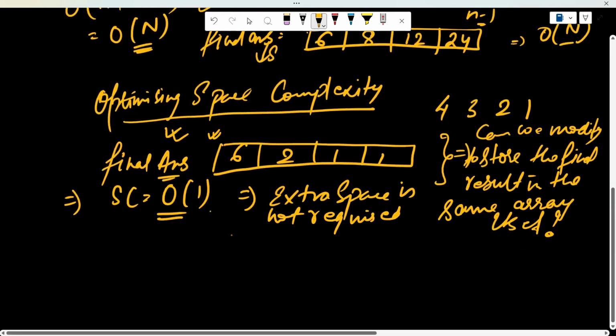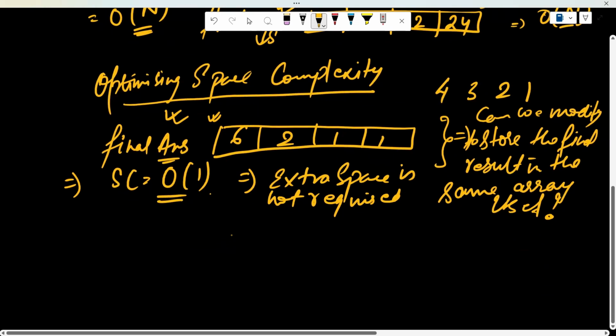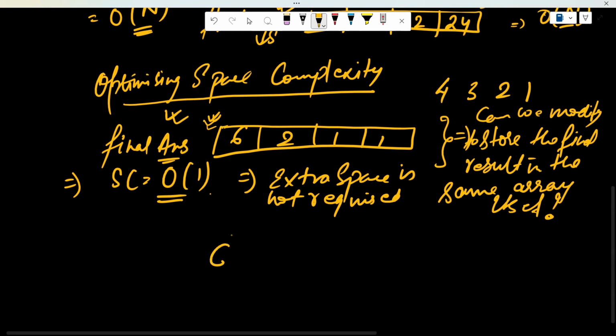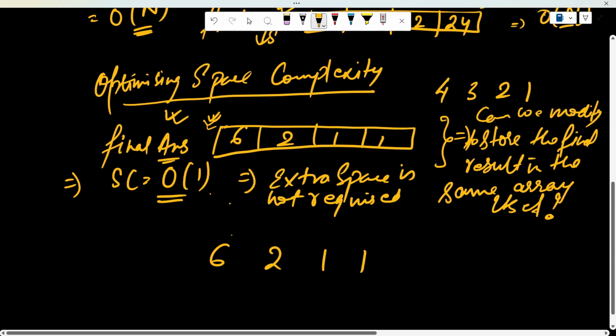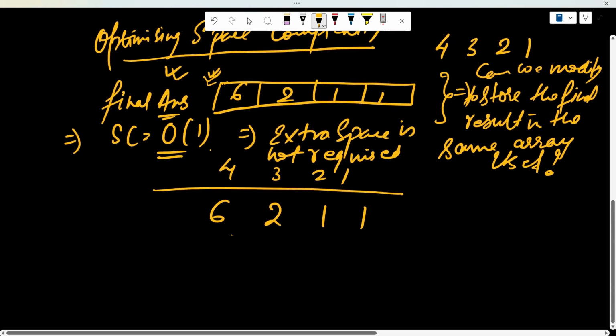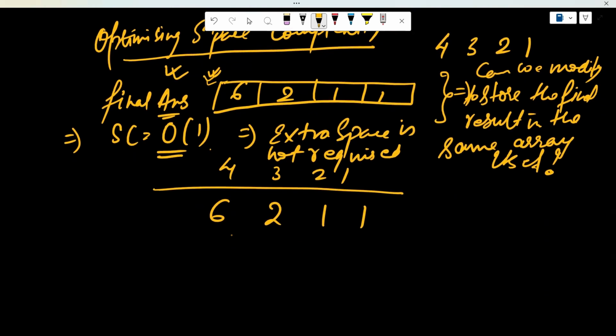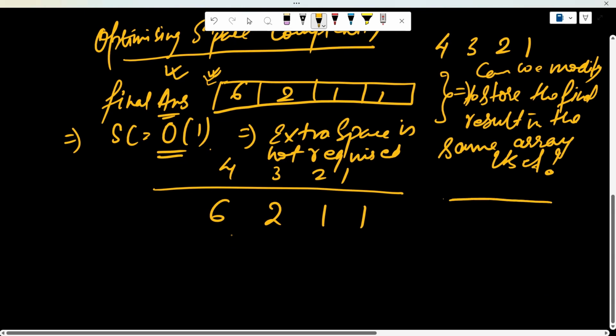Now suppose after calculating the right hand side product, we have the values 6, 2, 1, 1. How can we modify it? Let's see. Now suppose we have 6, 2, 1, 1 and the original values were 4, 3, 2, 1, right? Now, can we take a variable, since they have already mentioned that if we multiply all the numbers, we can easily store it in an integer variable. Now let's take a variable which stores the left side product. Initially, let's suppose the value is 1.